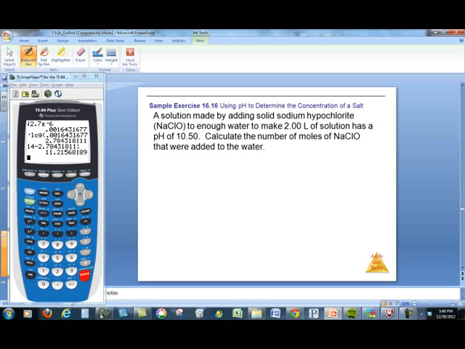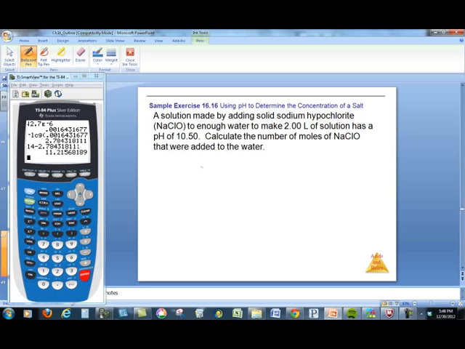Alright, a solution can be made by adding solid sodium hypochlorite to enough water to make 2 liters of solution that has a pH of 10.5. Calculate the number of moles of sodium hypochlorite that were added to the water.